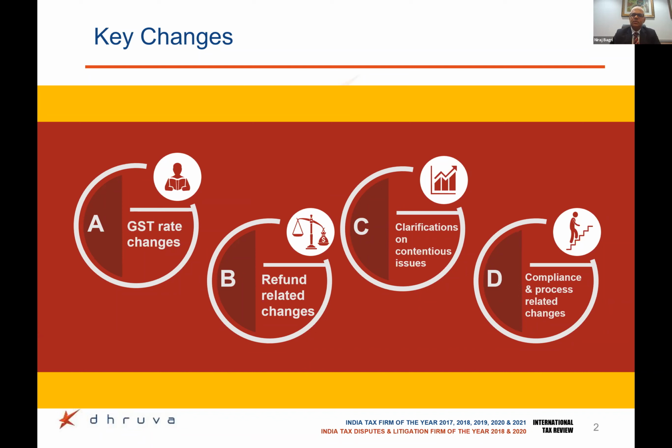As you can see, the key changes we have basketed into 4 categories. The first is relating to the rate changes which have been done. Then we have seen amendments made to the refund provisions, whether relating to inverted duty structure or export of goods. Then we have various clarifications issued on contentious issues. Most of them are largely welcome, as they may help in reducing litigation by the authorities.